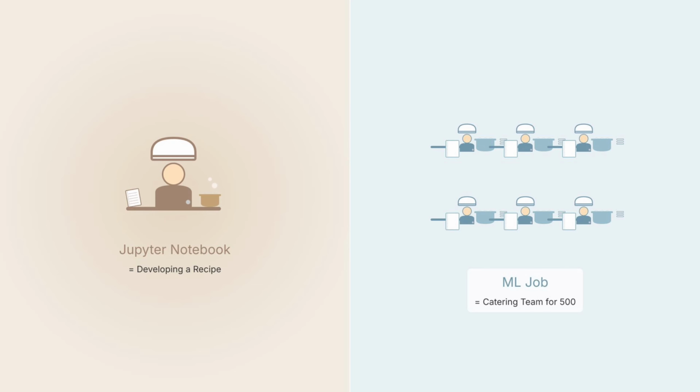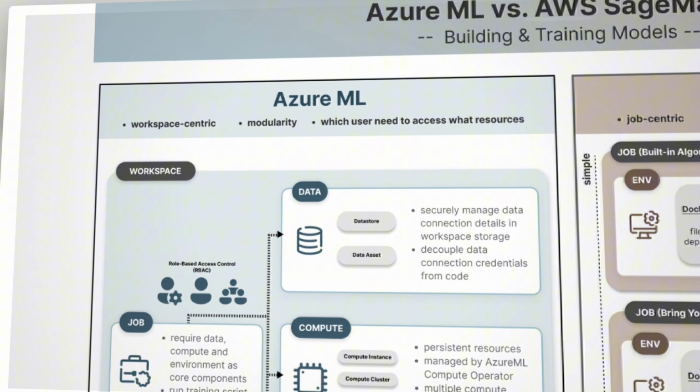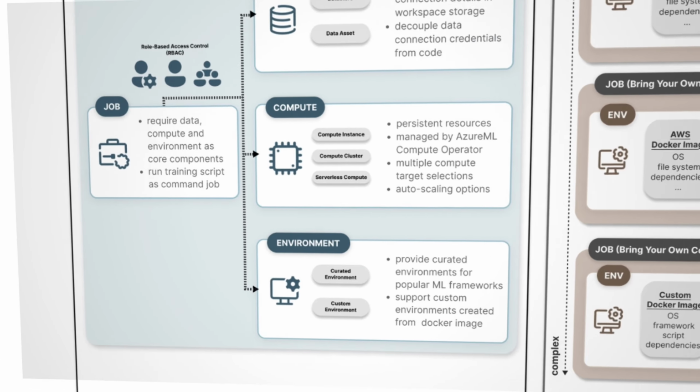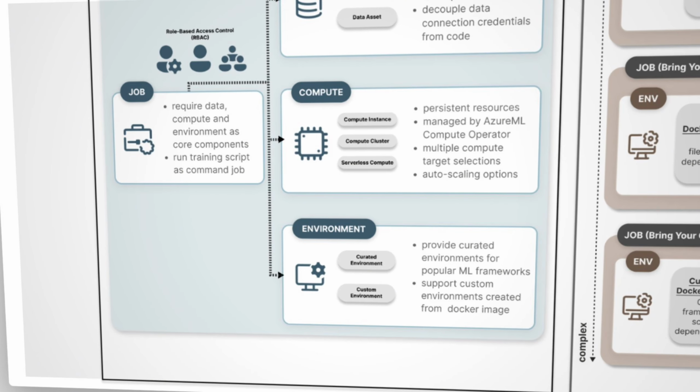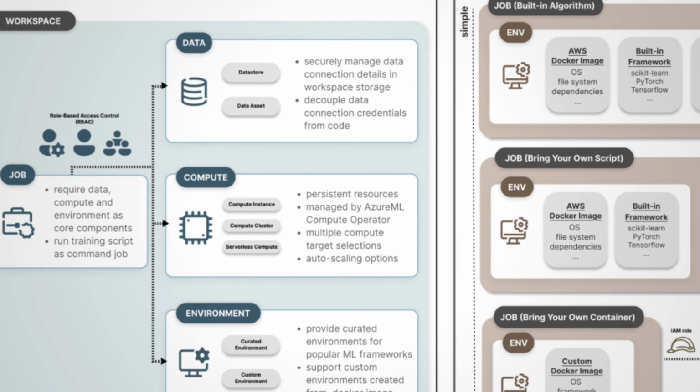Now that we understand the importance of training jobs, let's look at how they're defined in Azure ML versus SageMaker. We'll break down the comparison into 4 key dimensions. Start with project setup and permission management, then move into storing and accessing data, and finally explore the compute resources and runtime environments that power model training jobs.